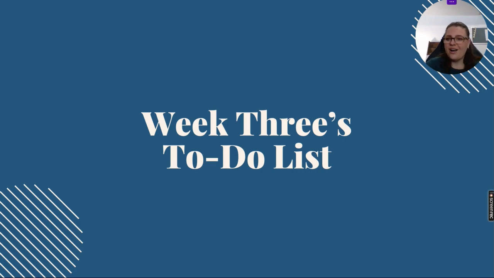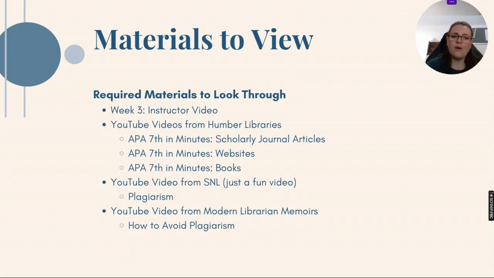So week 3, our to-do list. First, for our required materials to look through, we have our week 3 instructor video. So this is the video we are working through now. We have a good handful of YouTube videos from Humber Libraries. So it's the APA 7th in minutes. So we have our scholarly journal articles, our websites, and our books.